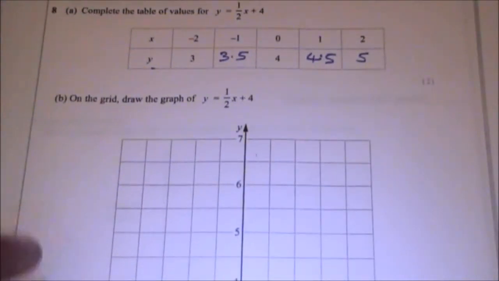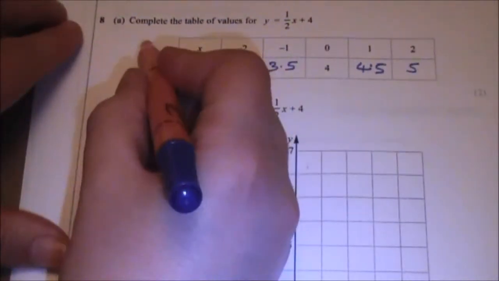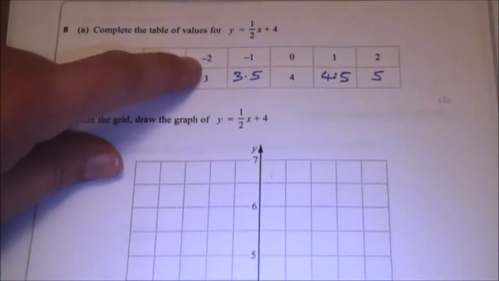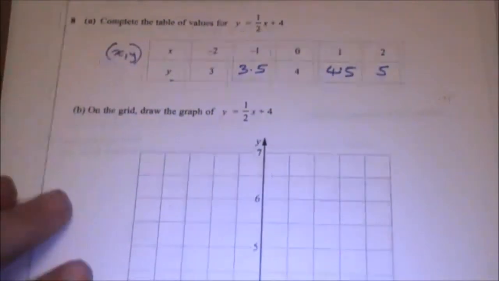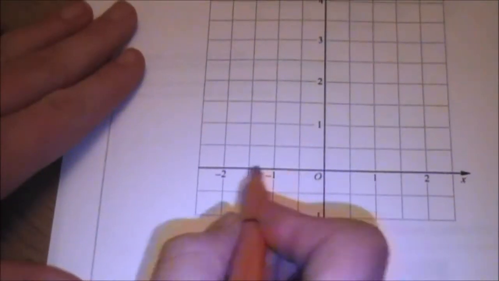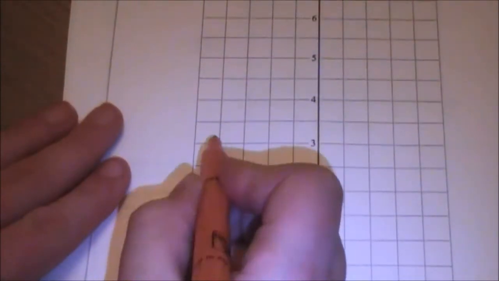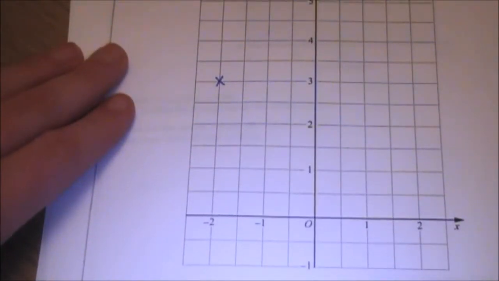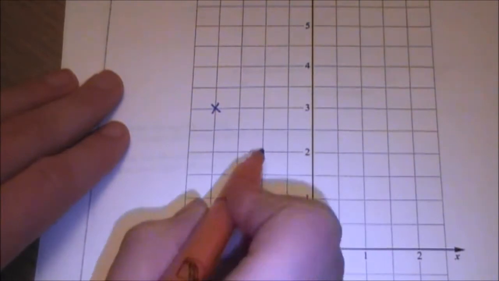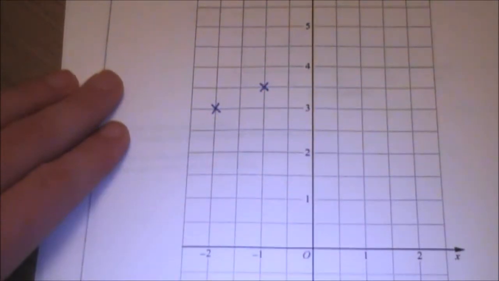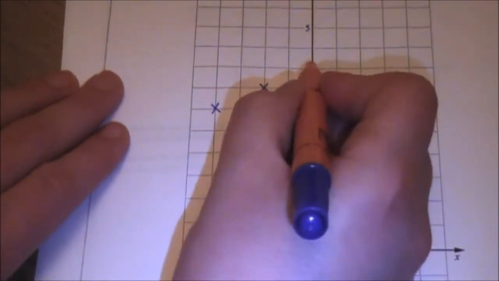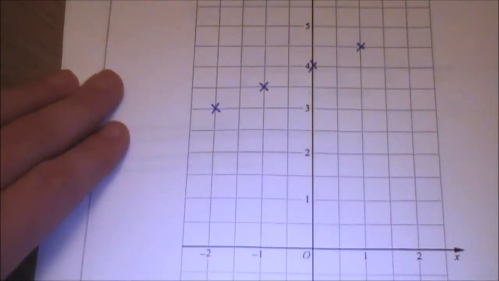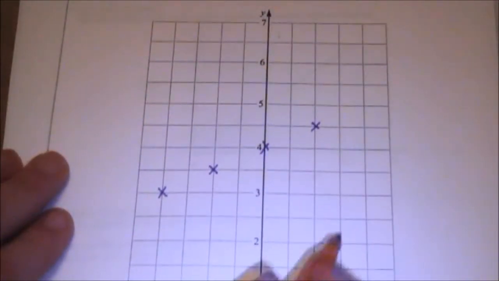I now need to plot them as coordinate points. And remember, coordinates are in the form of x, comma, y. So here I've got negative 2 across, 3 up. Negative 2, 3. Next I've got negative 1, 3.5. Then I've got 0, 4. Then I've got 1, 4.5. Then I've got 2, 5.